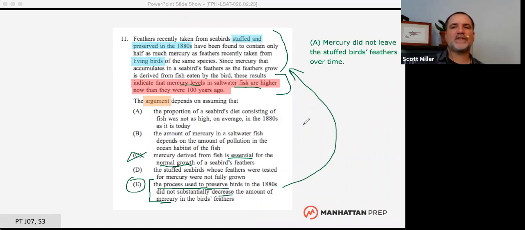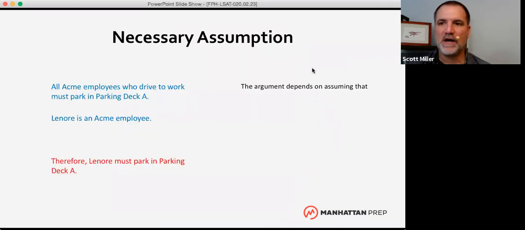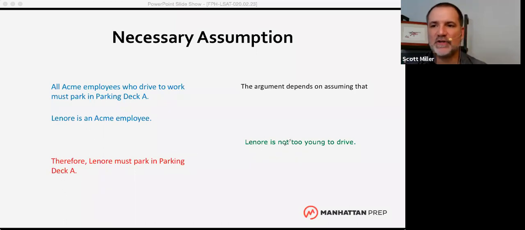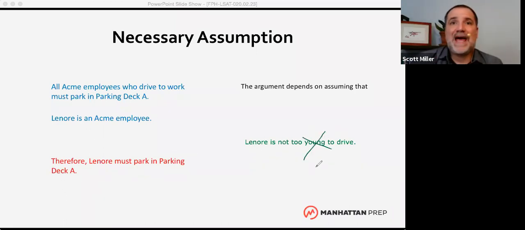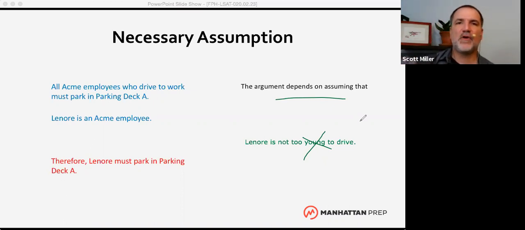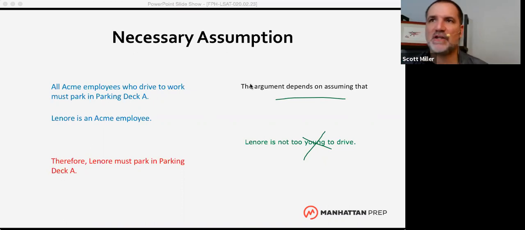One of the things that trips people up about necessary assumption questions is the correct answers often do bring in outside information. And that's okay in a necessary assumption question. Just like if we go back to Lenore and her driving, it is necessary to assume that Lenore is not too young to drive. And again, the argument never said anything about her age, right? The mistake that a lot of people make with necessary assumption questions is they eliminate an answer choice like this because they say, oh, the argument never said anything about Lenore's age. It doesn't have to. The whole point of a necessary assumption question is that the correct answer is defending against something that the argument never considered, a possible objection that the argument never considered.